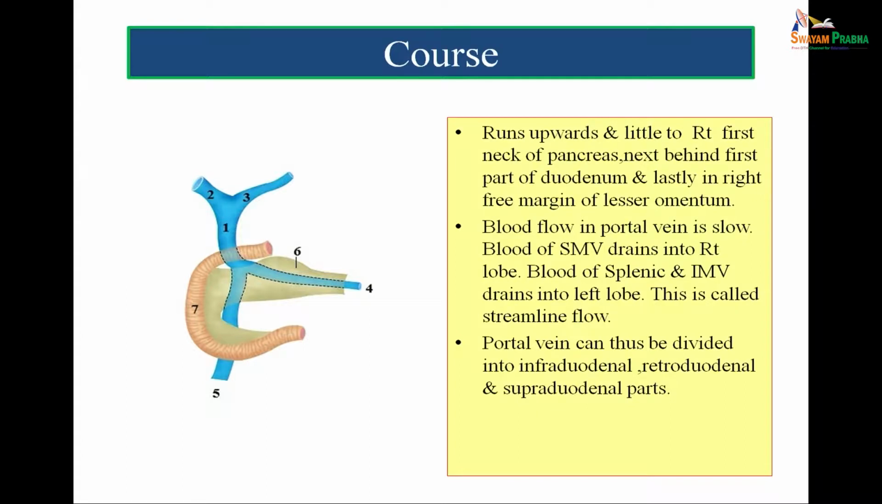If the bleeding does not stop, this means that the bleeding may be from the inferior vena cava. So the relations of the portal vein are important. Now, regarding the blood flow in the portal vein, the flow is streamline flow. Now, what is the meaning of streamline flow?